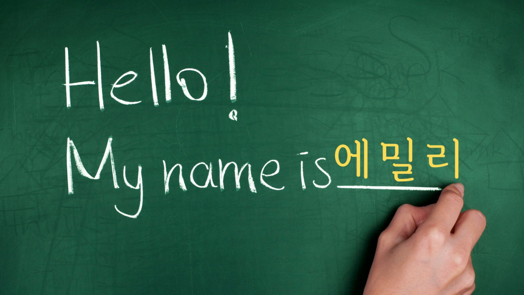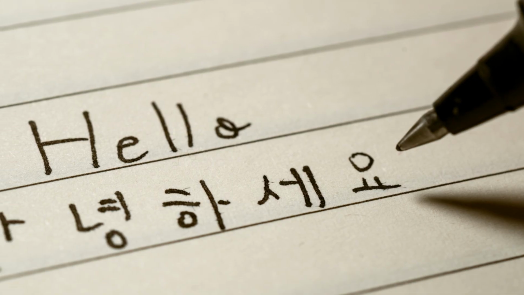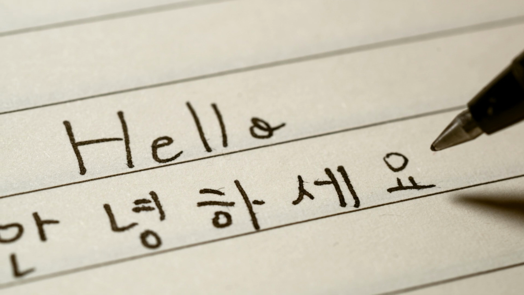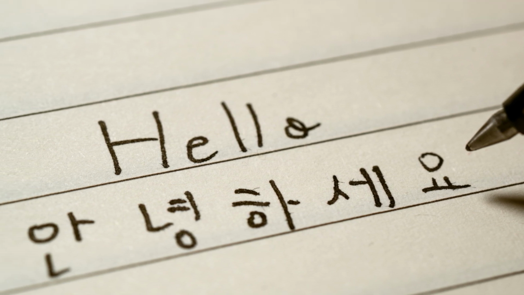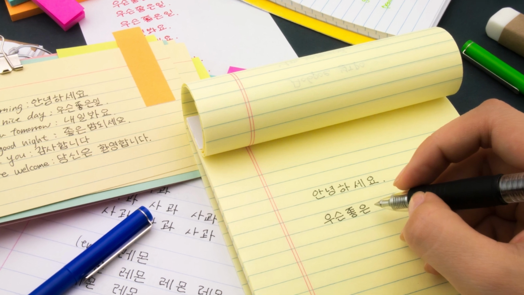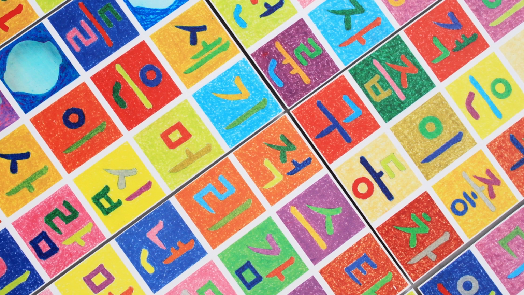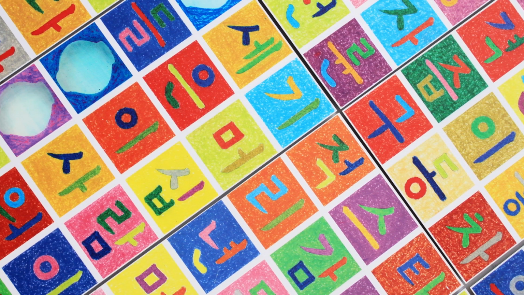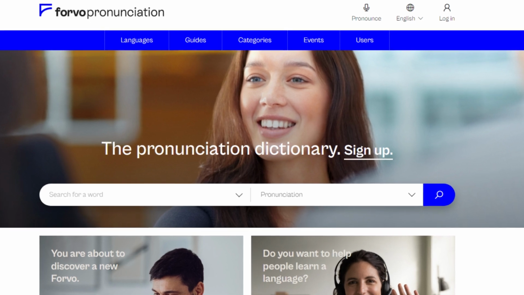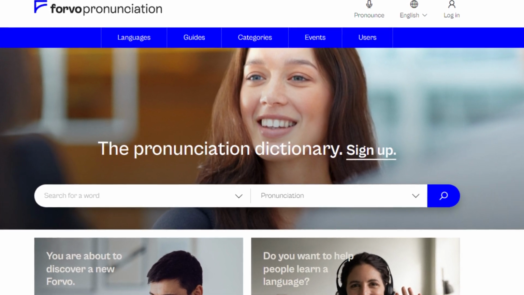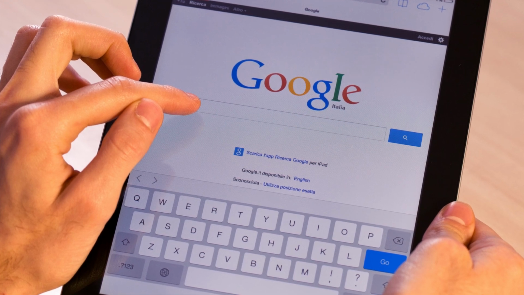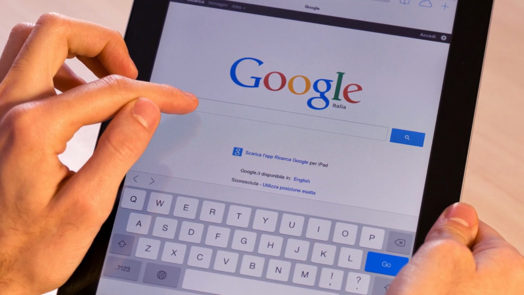How to write your name in Korean. To write your name in Korean, you need to use the Korean writing system called Hangul. Here is a step-by-step guide on how to write your name in Korean. First, find the Korean equivalent of each sound in your name. You can use an online tool like Forvio.com, Google Translator, or ask a Korean speaker to help you with this.